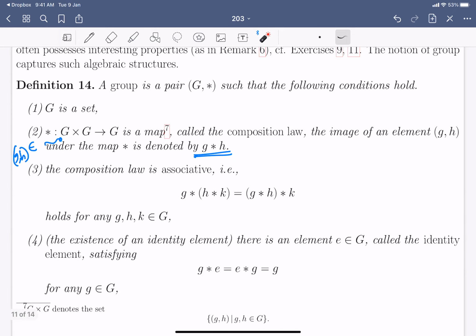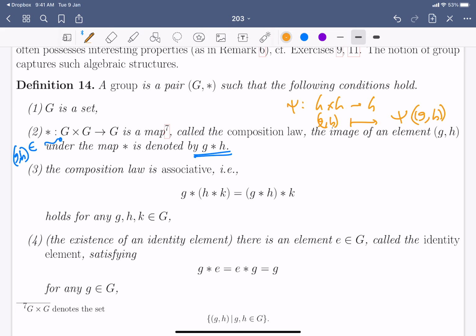Great. One of the first confusions that may occur at this point is the following: usually a function from a set to a set is not denoted by star, right? It's usually denoted by, for instance, psi. So it could be denoted by psi from G cross G to G. In that case, if you pick an element (g, h) from G cross G, then its image under the map psi is denoted by psi of (g, h). You can also put a parenthesis there.